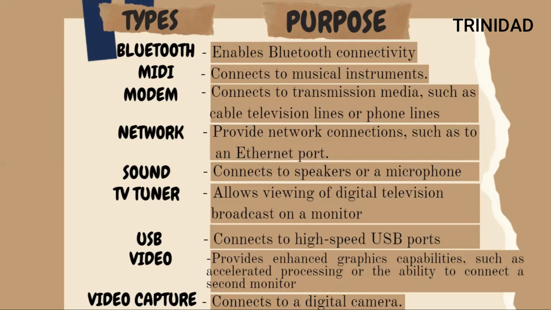Next is TV tuner. TV tuner allows viewing of digital television broadcast on a monitor. TV tuner is a kind of television tuner na nag-aalaw ng television signal para ma-receive ng isang computer. Karamihan sa mga TV tuner gumagana rin as a video capture card. Inaalaw nito na mag-record ng mga television program sa isang hard disk katulad ng ginagawa ng digital video recorder or DVR.